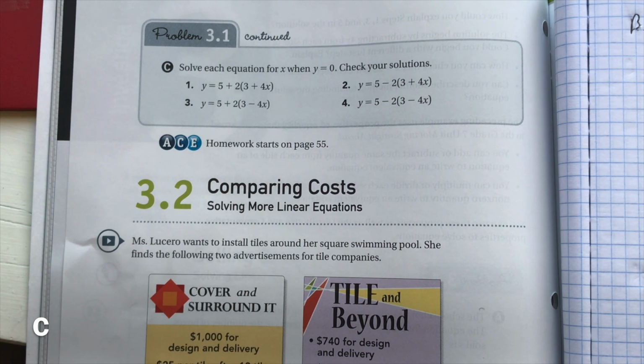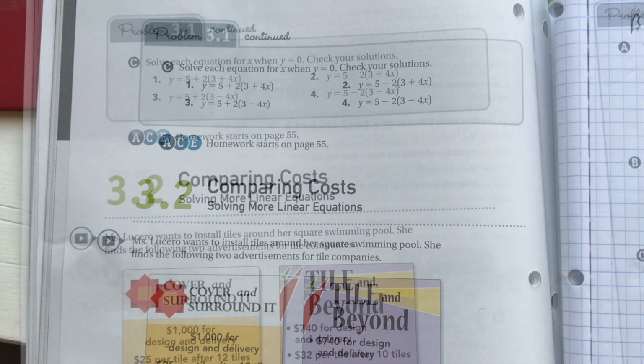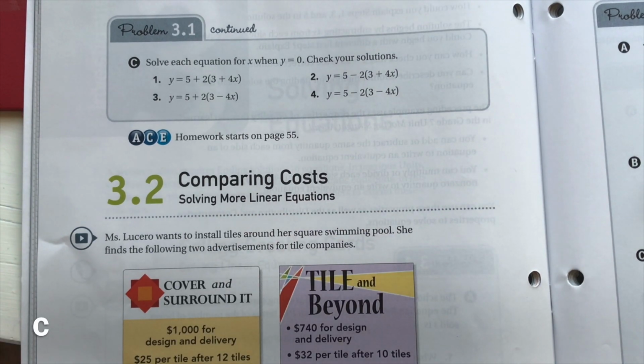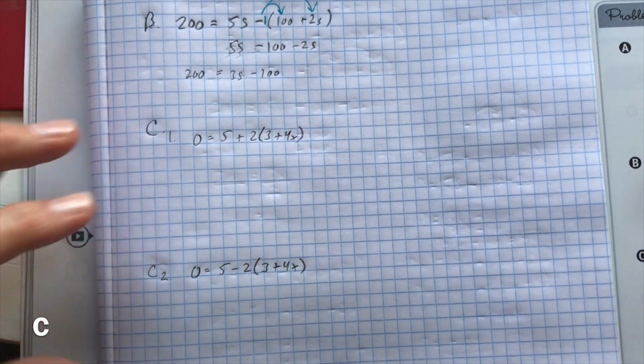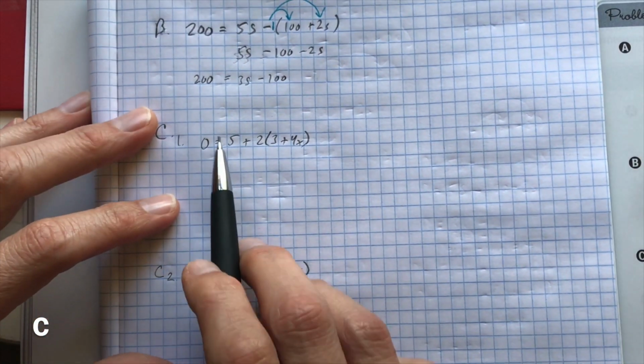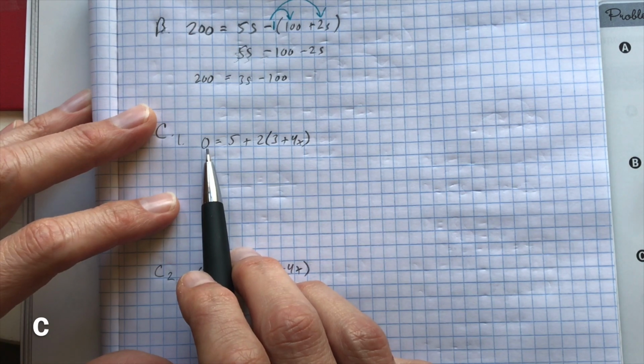So what we're gonna do here is have you guys have a chance to pause the video, solve these, and we'll check our answers in just a bit. All right, so let's solve these guys here. Let's solve for x when y equals 0, and they want us to check our solutions in this case. So first things first, we have our equation written out with y equals 0.